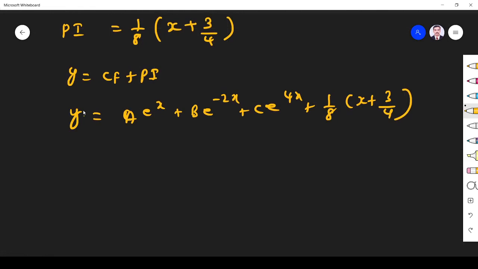Right? So in this way we have to solve the problem. This is very easy to solve. I hope you understand both the problems. Like that only they will give.